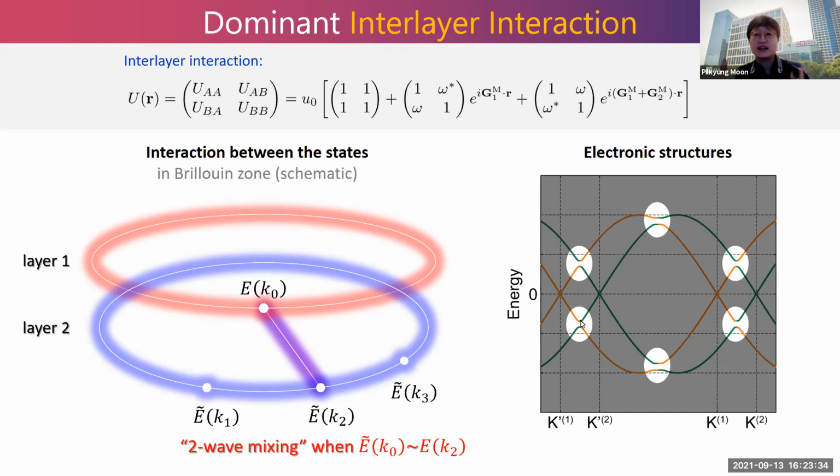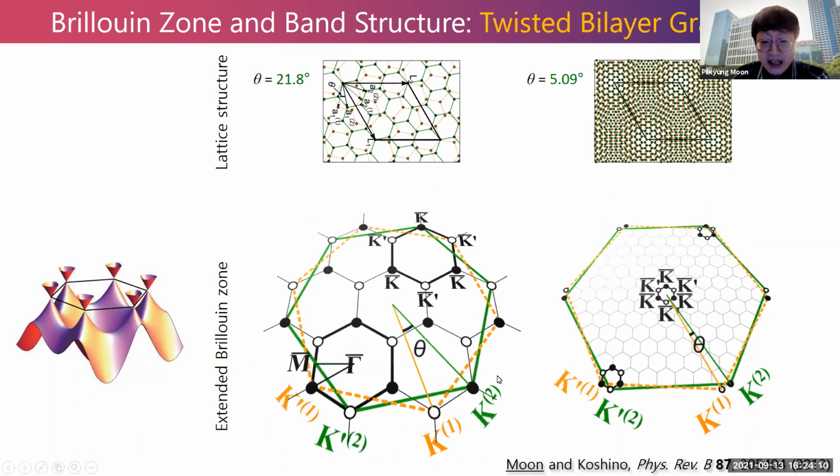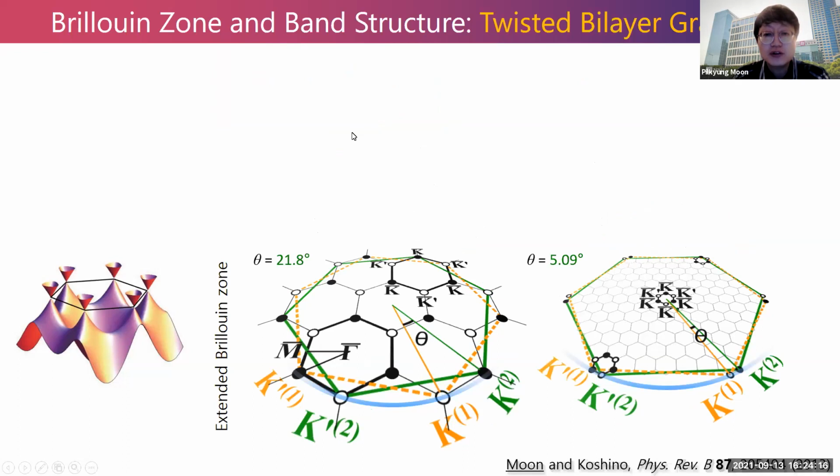Okay, we can get a little more insight into the band structure by comparing the electronic structures of two different rotation angles. In the upper panel, I show the lattice structures at 22 degrees and 5 degrees. And below, I show the extended Brillouin zone of each structure. The orange and green hexagons show the first Brillouin zone of each graphene layer, and there are Dirac cones at the corners. If we plot the band structure along this line, we can see the Dirac cone of layer 1, layer 2, layer 1, layer 2, and so on.